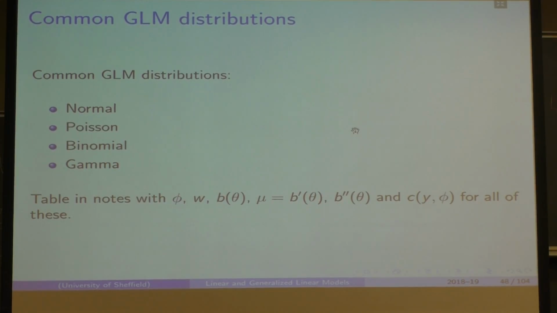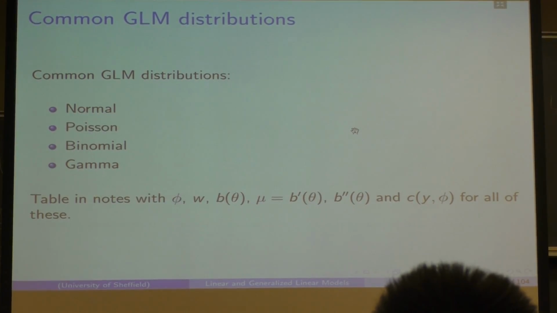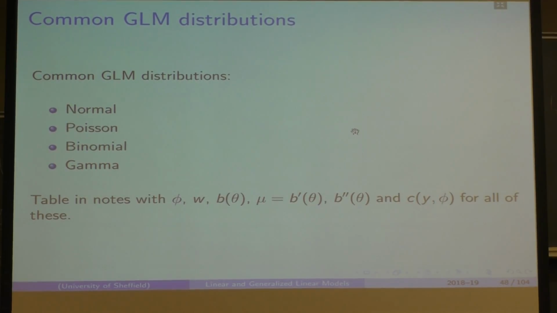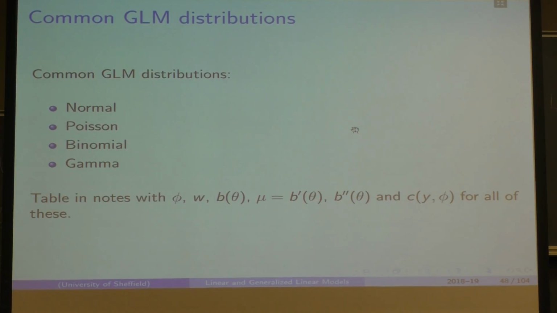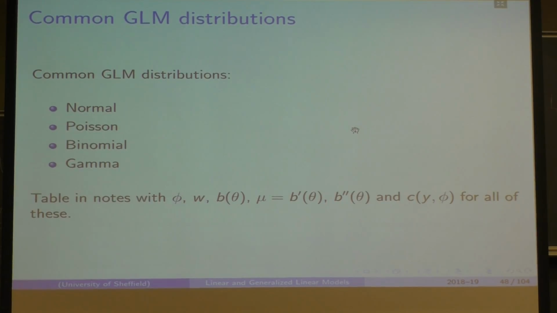In the notes there's a table, which I haven't reproduced in the slides because you wouldn't be able to read it, as it would be too small, which gives the various parameters of the generalized linear model form which apply for each of these distributions. It tells you the phi and the w, so the dispersion parameter and the weights, and it gives you the function b, which, as we've seen, tells you how the mean relates to the canonical parameter and also the variance. It also gives you the first and second derivatives of b, and also the function c, which in practice is generally going to be treated as a constant, although it does depend on the dispersion parameter phi, so you have to be aware that it's there.